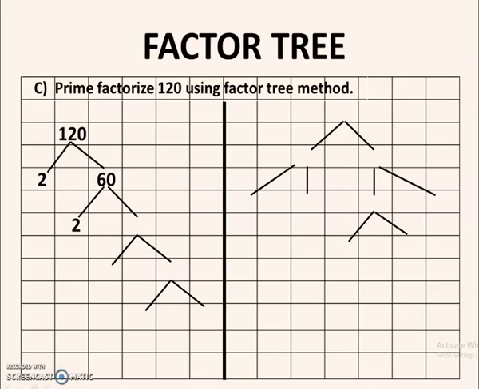2 how much are 60? 2 30s are 60. Now as you can see, 2 is a prime number. Yes, this 2 is a prime number. This 2 is a prime number. But 30 is a composite number. So that is why the branches are coming out. We need to factorize 30 again.